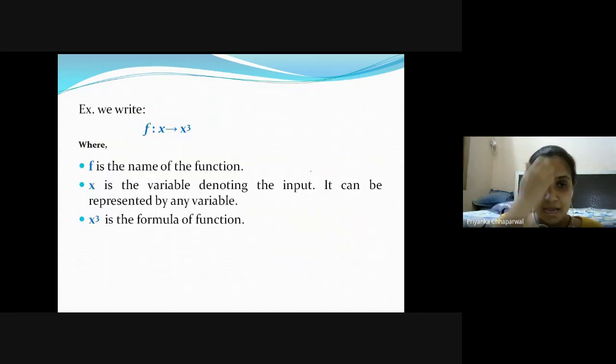So we take one example. The example is f: x goes to x cube. f is the name of the function, and x is the variable denoting the input. It can be represented by any variable. Here we take x, but we can represent it by any variable. So x is the input, and we put the value of x. Then x cube is the formula of the function. If x is 2, then x cube is 8. So that is the output of the function.